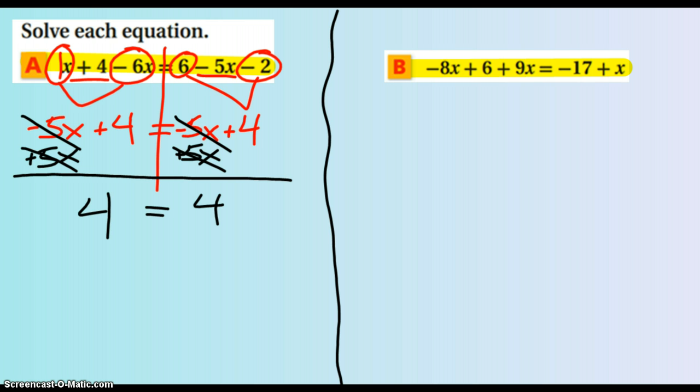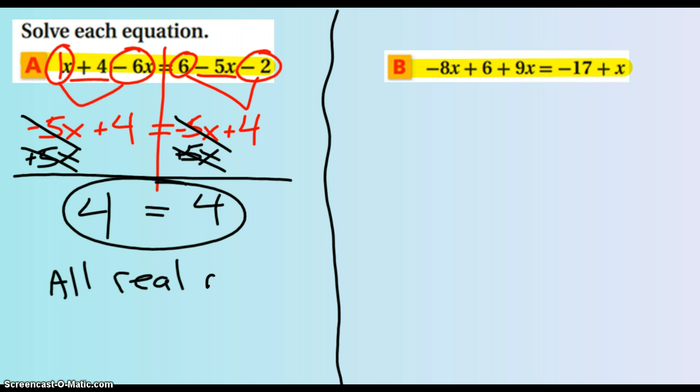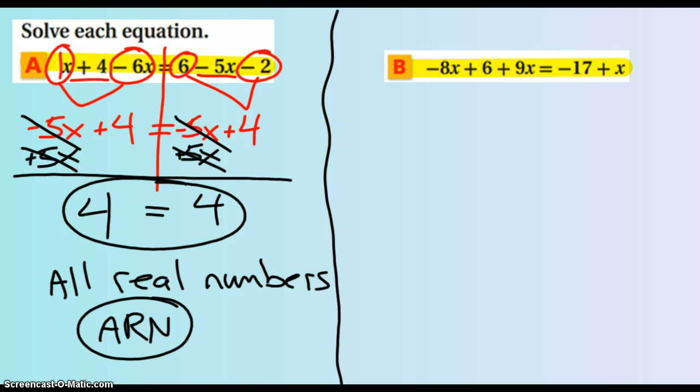Well, that is true. And anytime this happens, when we come down to two sides being exactly equal, exactly the same, we're going to say that there are infinite solutions, or all real numbers for solutions. And we can abbreviate this to ARN, all real numbers. I'm all about the abbreviations here. So you can put in absolutely any number you want for x. This will come out to the same on both sides. You can go back to the original equation and plug in any number that you want to for x. It will work. Go ahead and try it. So any real number you can possibly think of will give you the same on both sides.